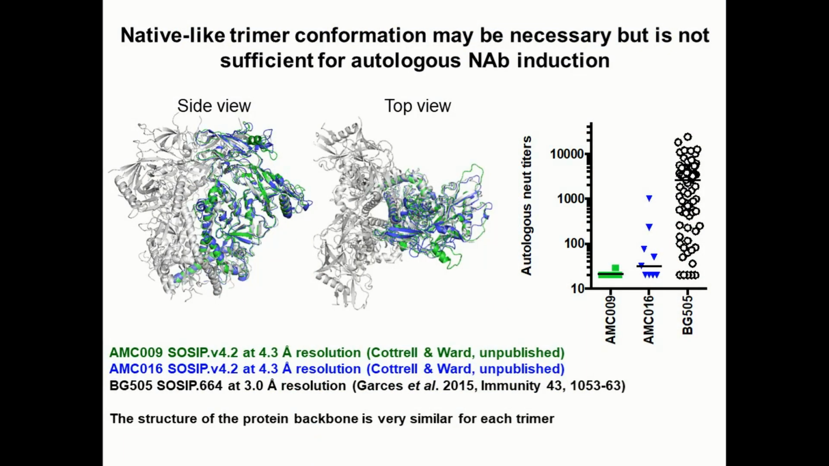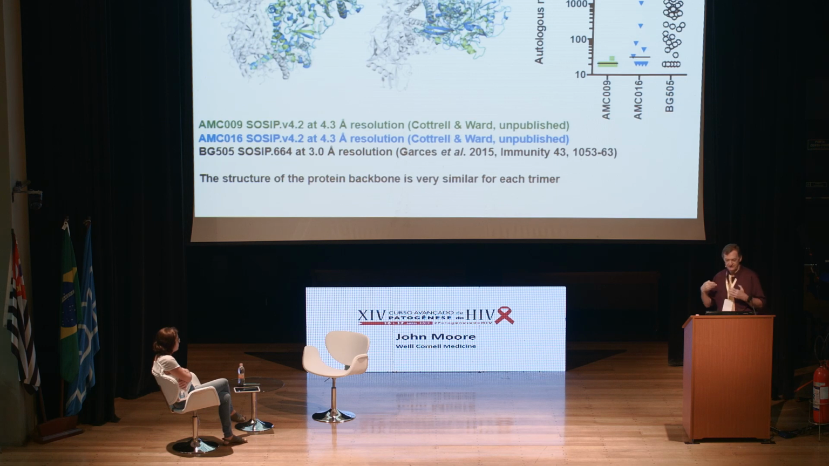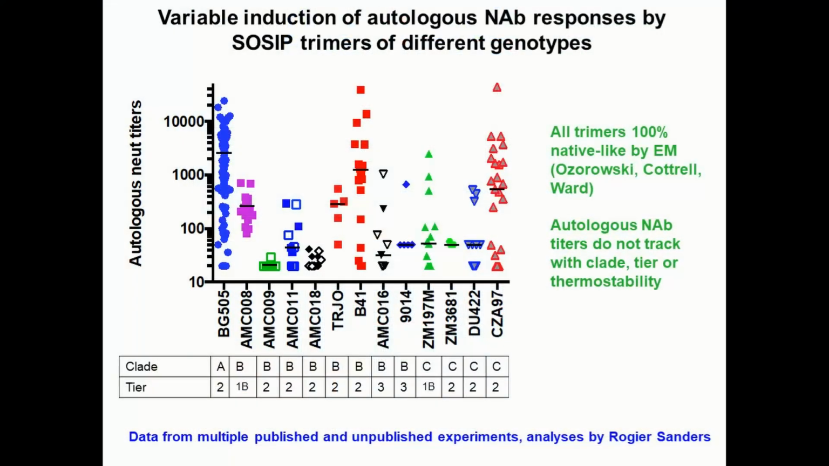So native-like trimers, maybe these native-like trimers I showed you, they're necessary, but here's one native-like trimer that doesn't induce an autologous response. Here's another one that induces a weak one. Here's the BG505 trimer, which induces a very strong one. But at the structural level, these three trimers in the three different colors, green, blue, and black, are virtually identical. So it's all the subtle presentation of epitopes that makes the difference between an immunogenic and a non-immunogenic trimer.